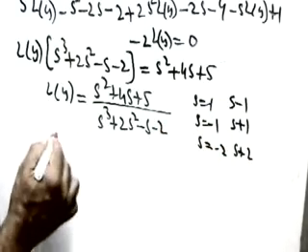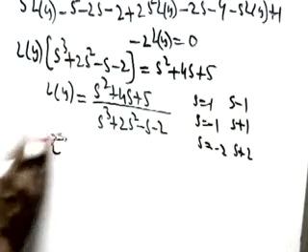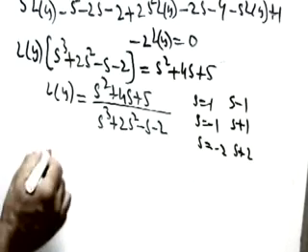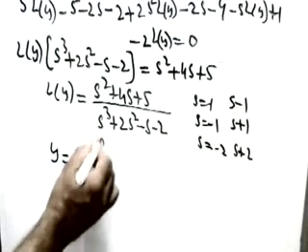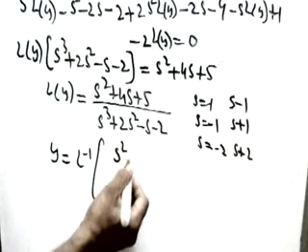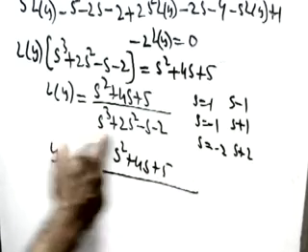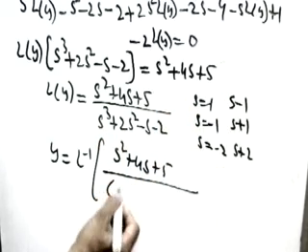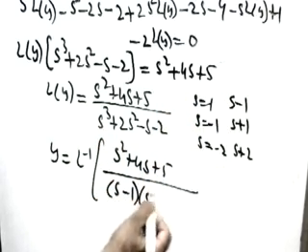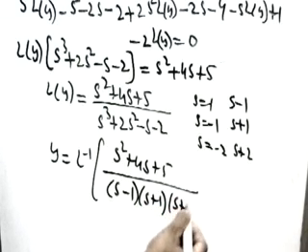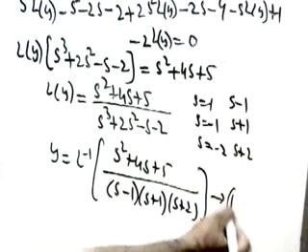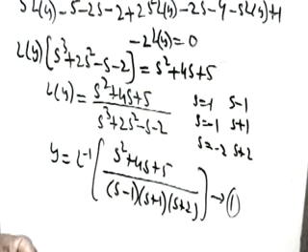So you bring this L on the other side, it will be L inverse, so we will get the value of y. So y equals L inverse of, we write this as it is, s square plus 4s plus 5. Now these are the factors of this. What are the factors? s minus 1, s plus 1, s plus 2. Let me note this as equation 1.